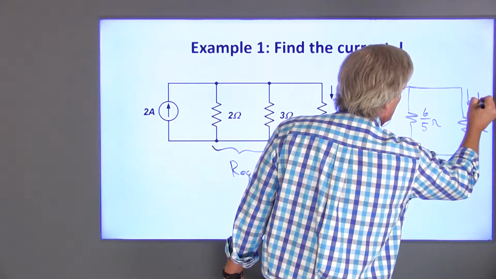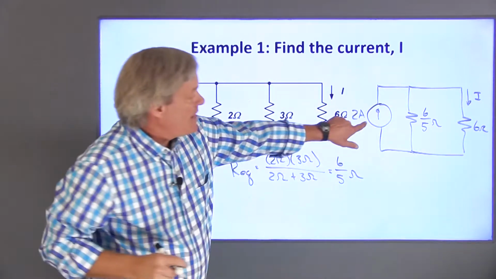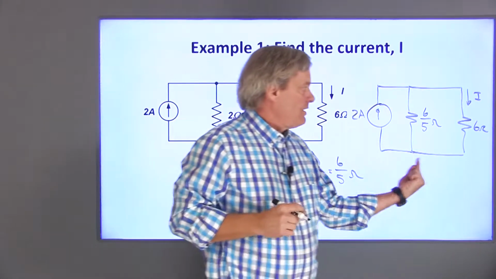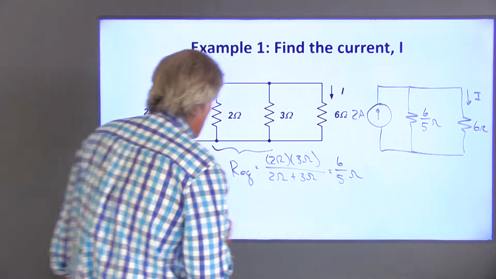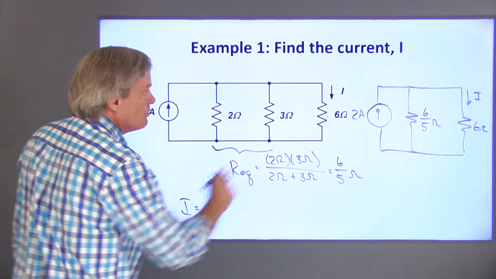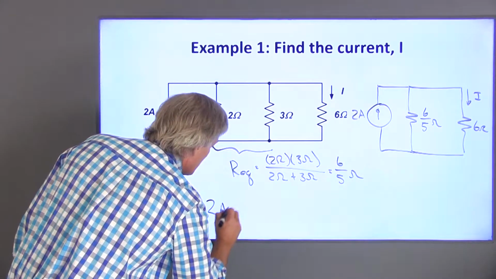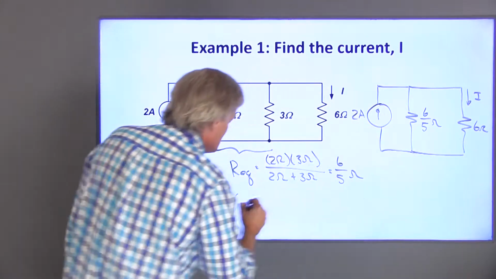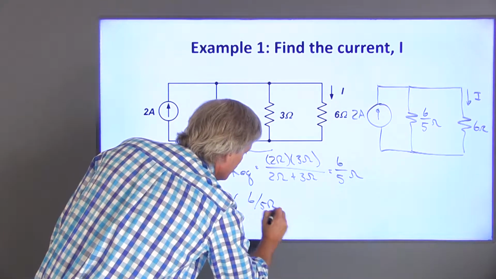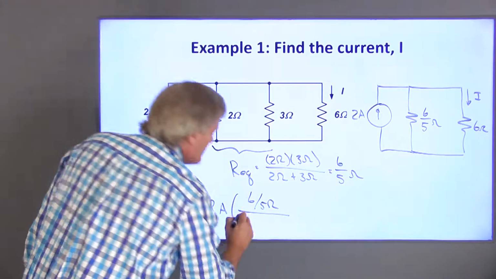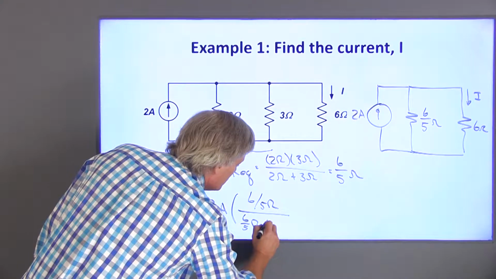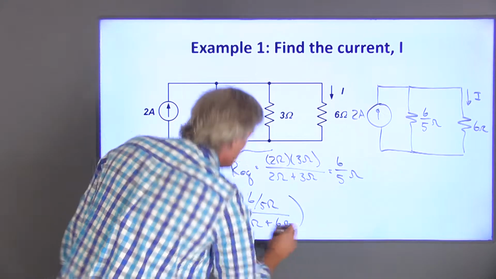And we still want to find this current I. Now we know the total current going into a parallel combination of 2 resistors, so I is equal to the total current, 2 amps, times the other resistance, 6 over 5 ohms, divided by the sum of the 2 resistances, 6 over 5 ohms plus 6 ohms.